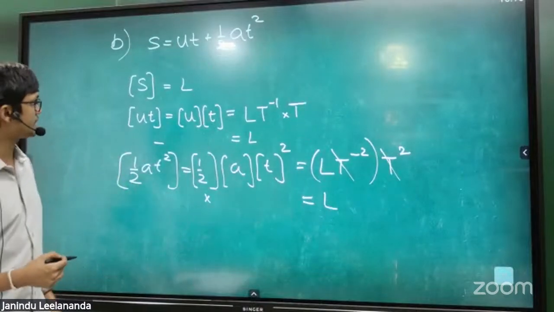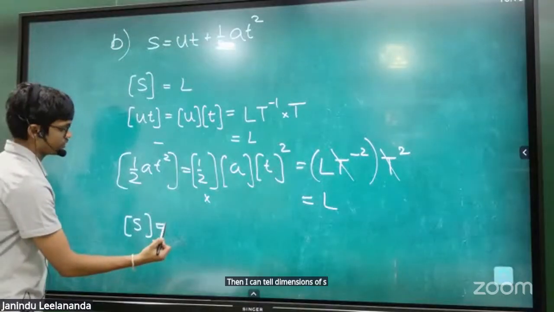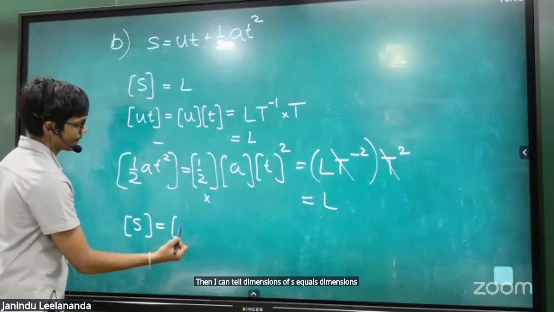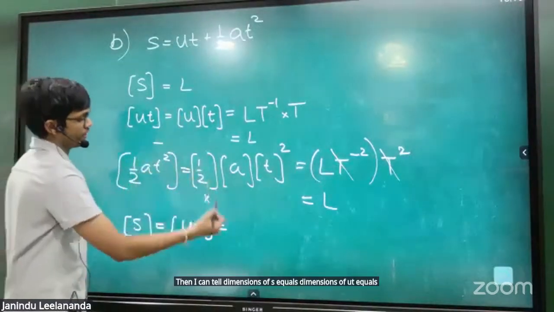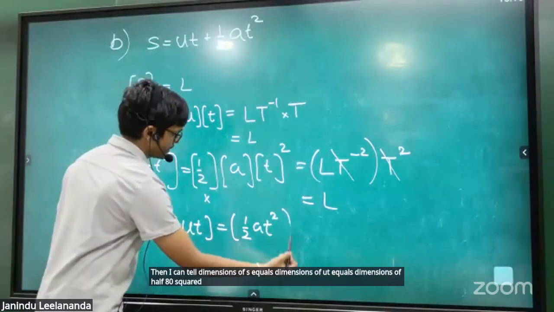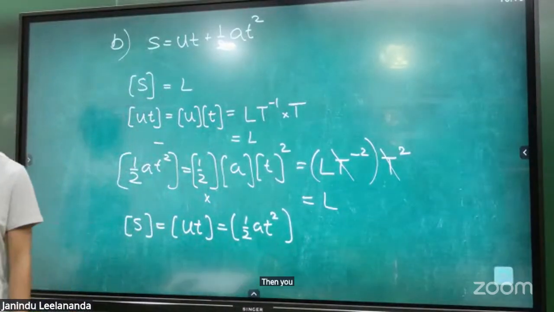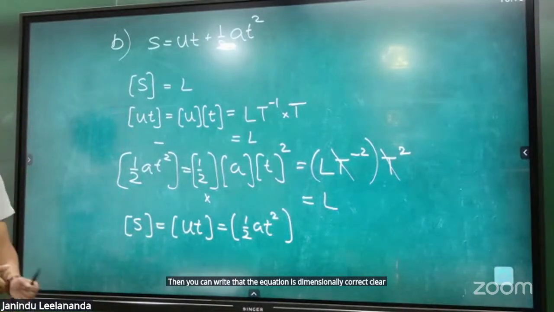Then I can tell that the dimensions of S equal the dimensions of ut, which equal the dimensions of half at squared. Then you can write that the equation is dimensionally correct. Clear?